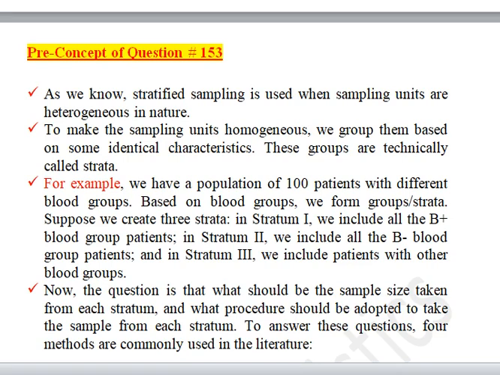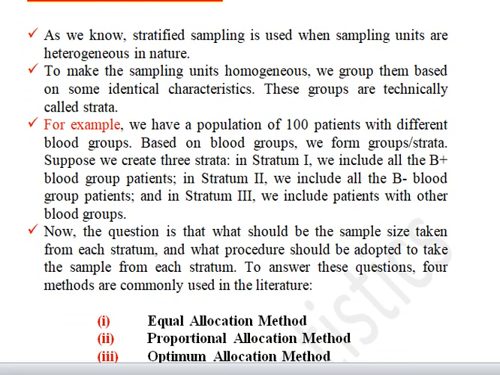For example, we have a population of 100 patients with different blood groups. Based on blood groups, we form groups or strata. Suppose we create 3 strata. In stratum 1, we include all the B positive blood group patients. In stratum 2, we include all the B negative blood group patients, and in stratum 3, we include patients with other blood groups. Now the question is what should be the sample size taken from each stratum and what procedure should be adopted to take the sample from each stratum.